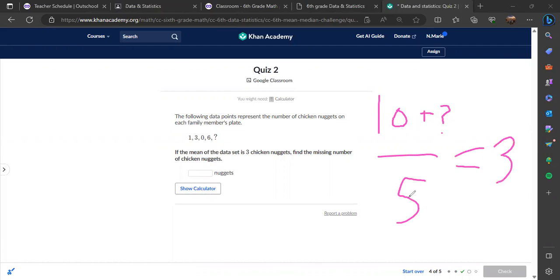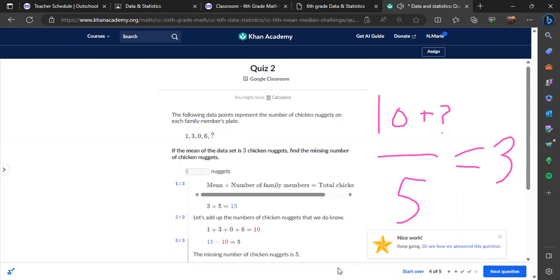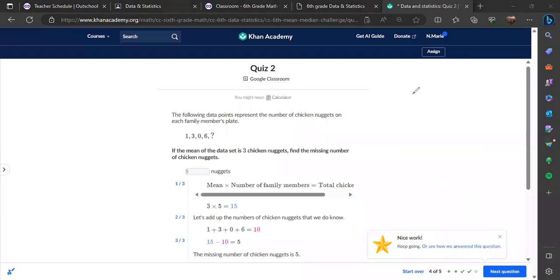If I multiplied each side by 5, I would get 15. And then I can subtract 10, and I will get 5. So 15 divided by 5 is 3. So the other value would be 5. You can set up an equation, or you can pretty much do it in your head, right? You want to get to 15, because 15 divided by 5 is 3.